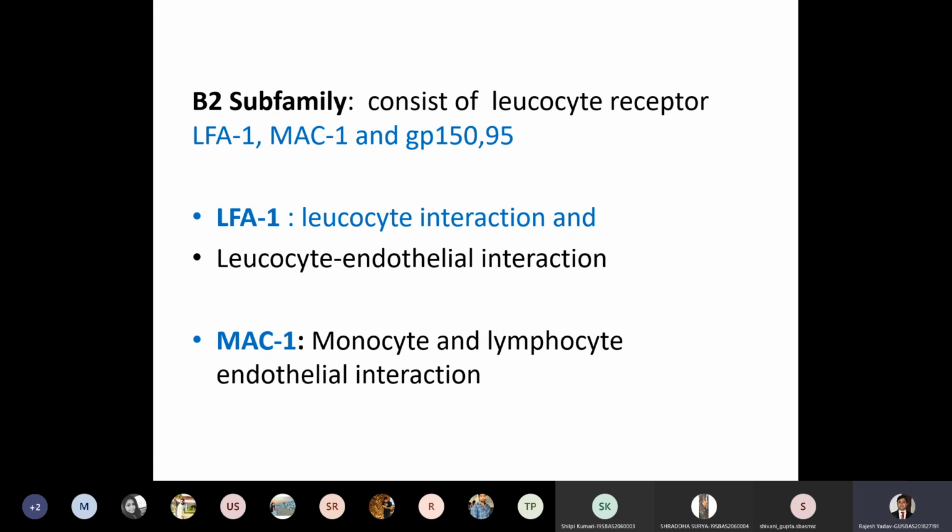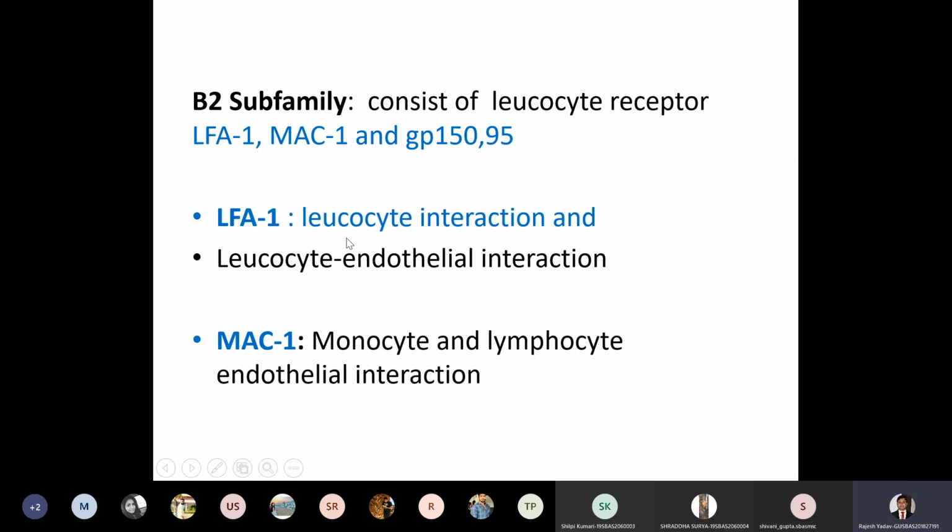So next is the MAC1, that is a monocyte and lymphocyte endothelial interaction. So it is also present in the blood, that means in the WBC, and monocyte and lymphocyte are also types of WBC. So that means it will also interact with these monocyte and lymphocyte cells and the endothelial membrane of the blood vessels.